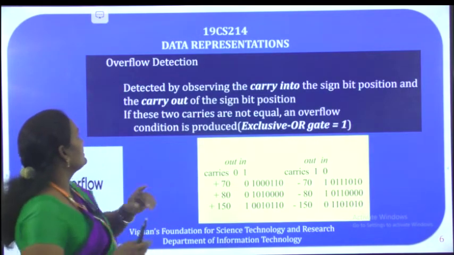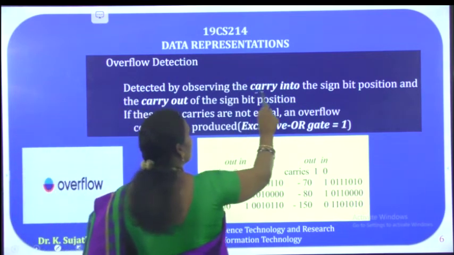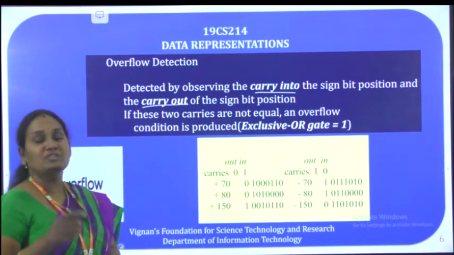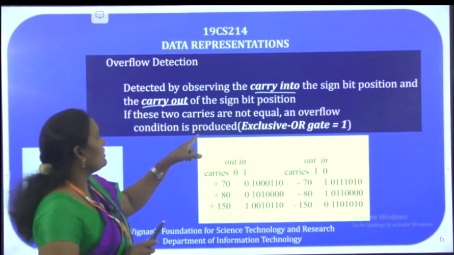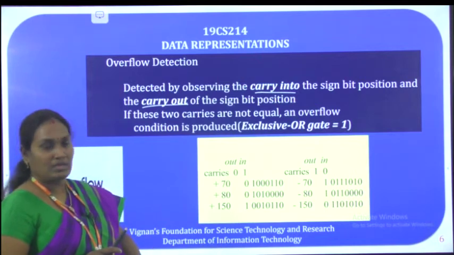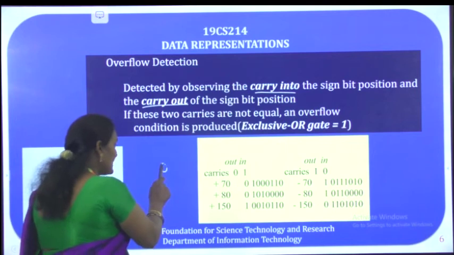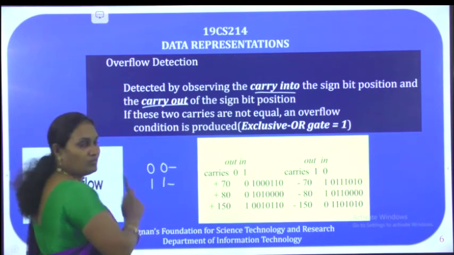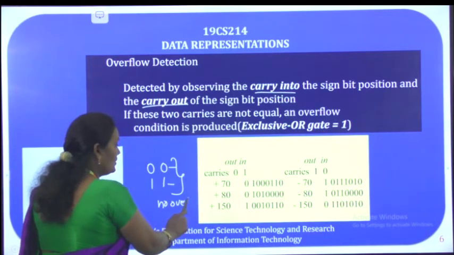Then, how can we detect overflow? Here we need to observe the carry into the sign bit position and the carry out of the sign bit position. Both the carries need to be observed. If both the carries are not equal, then there is an occurrence of overflow. If both the carries are equal, that is, the carry into the sign bit position and the carry out of the sign bit position are both 0, 0 or 1, 1, there is no overflow.